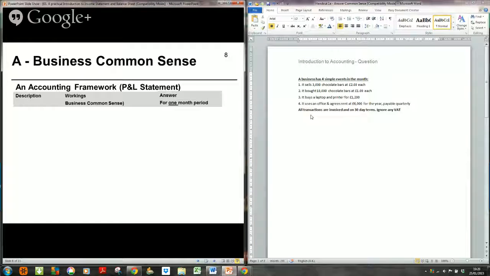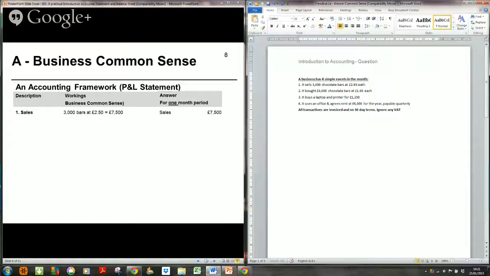So let's go through each one of these 4 transactions in terms of what the description is, how we're going to do the workings in terms of common sense, and what the answer is going to be for this 1 month period. So quite simply, we sold 3,000 at £2.